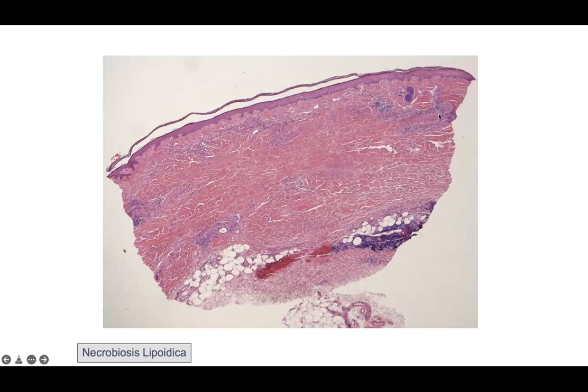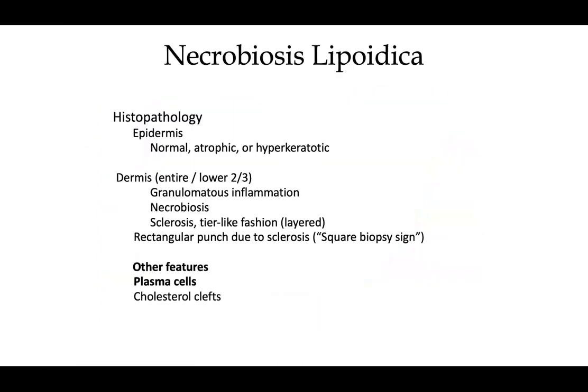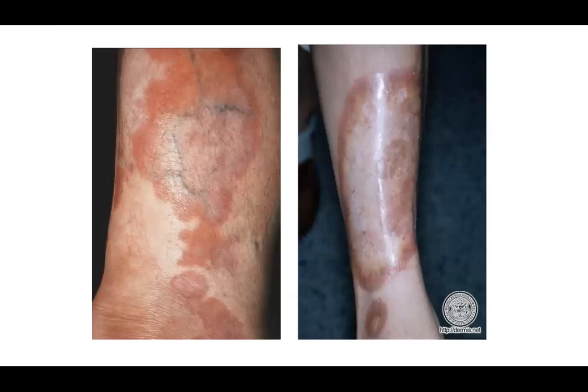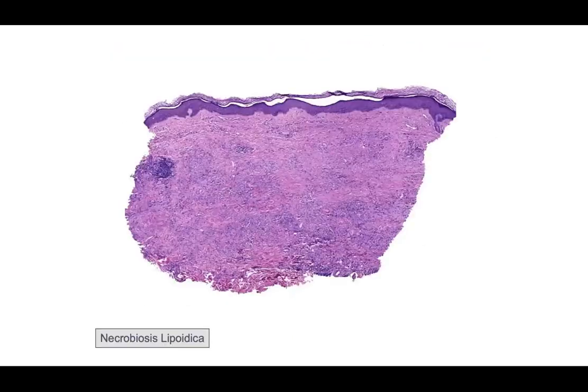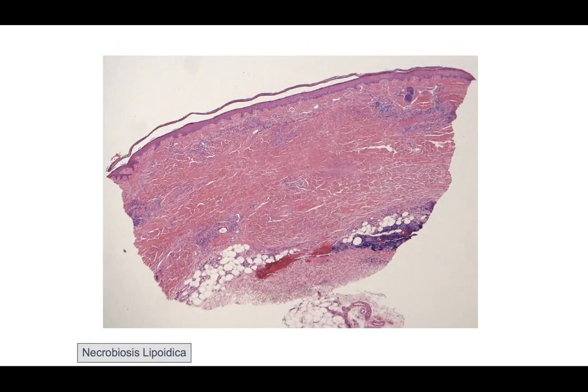So a square biopsy sign suggesting some sclerosis, some necrobiosis, and then the left and right, east to west, lymphohistiocytic pattern. So you may see plasma cells, you may see cholesterol clefts. Again, you shouldn't rely on that to make the diagnosis. It's all about the clinical with the histopathologic to make that correlation.